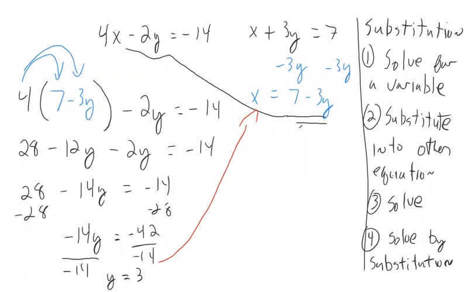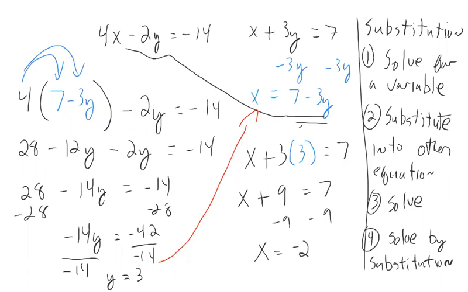So not letter, sorry, number. x plus 3, parentheses, and replace the y with the 3, equals 7. x plus 9 equals 7. Subtract 9 from both sides. x, not y, x equals negative 2. So these lines cross at negative 2, 3.